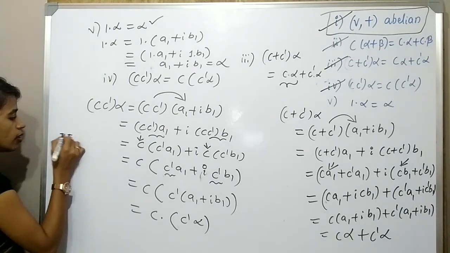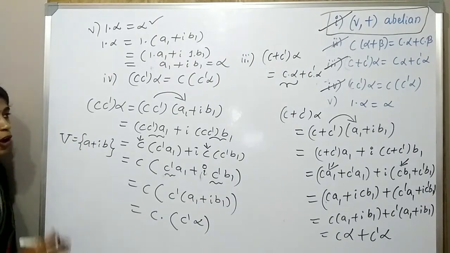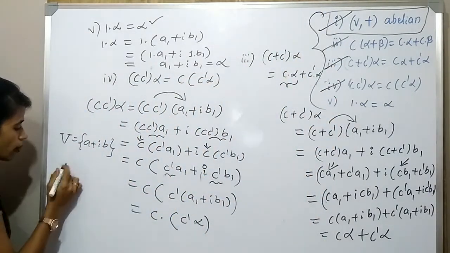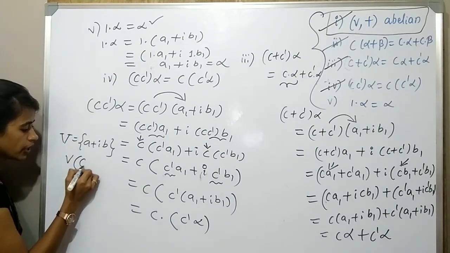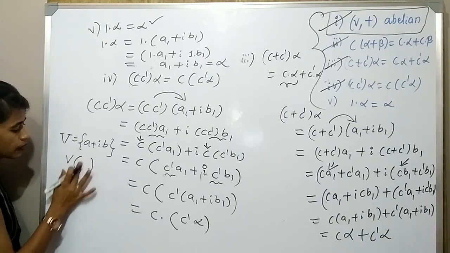Therefore, the set of all complex numbers, that is a plus i b, satisfy all the 5 conditions. Therefore, this forms a vector space over the field of what? Field of, I think, reals. Yes, reals.